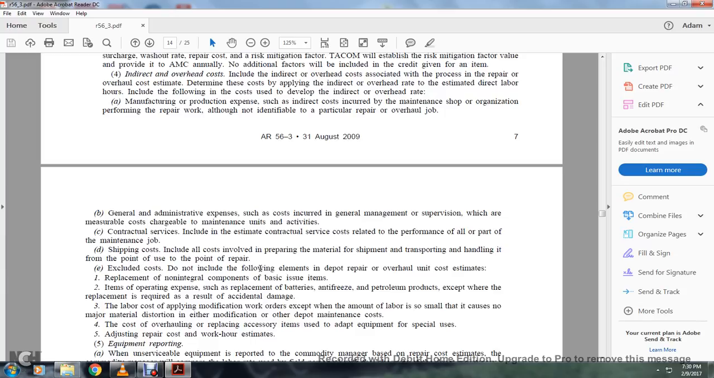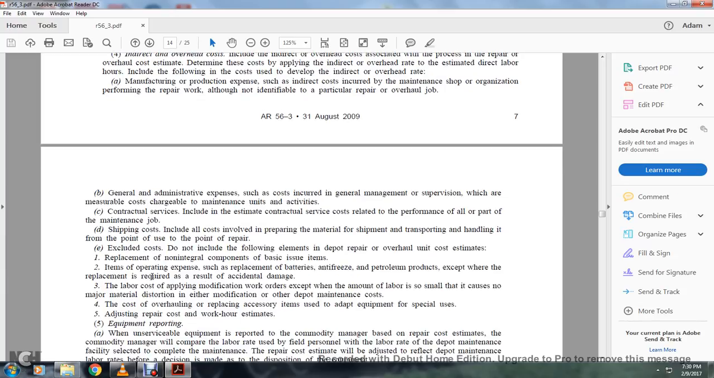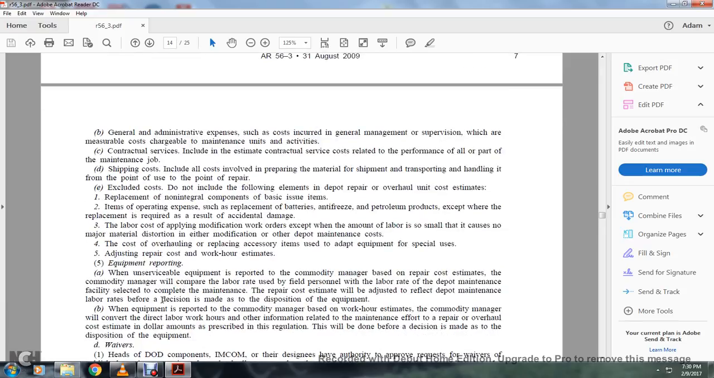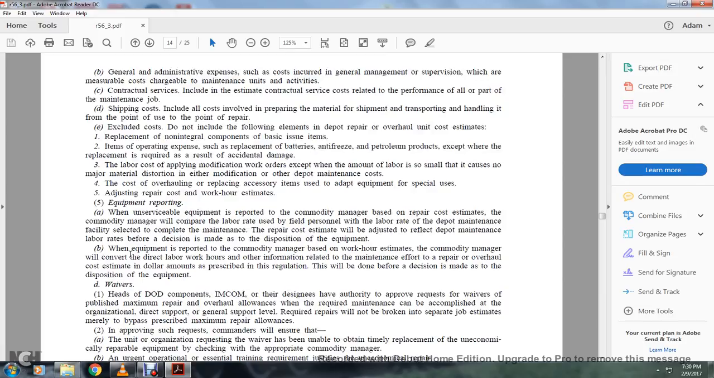E. Excluded costs. Do not include the following elements in depot repair overhaul unit cost estimate. 1. Replacement of non-integral components of basic items issued items operating with expense such as requirements battery, antifreeze, petroleum products, except whether replacement is required to result accident, injury. 3. The labor cost of application modification work order, except for the amount of labor, is small to cause no major material distortion, but either modification of depot maintenance costs. 4. The cost of overhauling and replacing accessory items using the adapted equipment for the special use, adjusting repair cost work estimates. And F. 5.